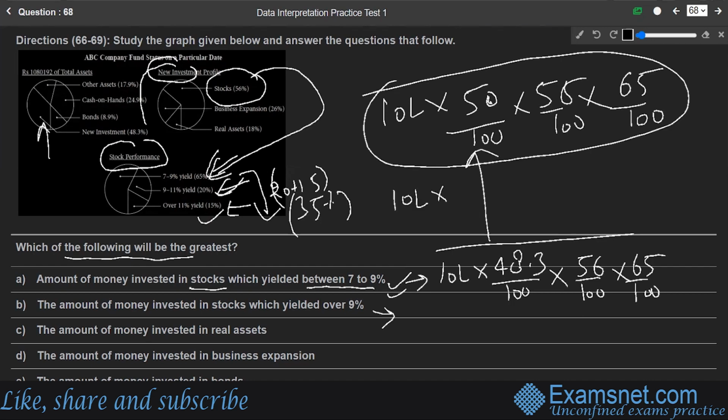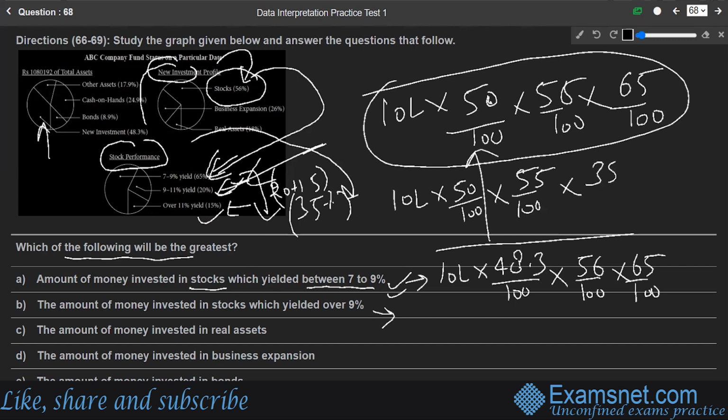Again, coming to this particular stock performance, we have to come by new investment. So new investment is simply approximately 50% of the total, and from the new investment we have to come down to stock value. Stock value is somewhere close to 55%. From stock performance, we have to give 35%, so into 35 by 100. This is the next set of value.